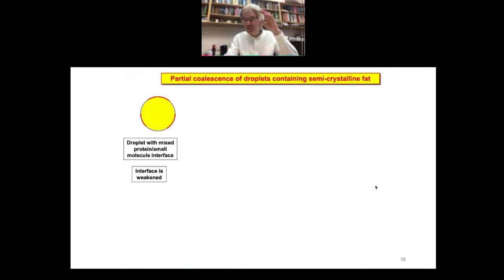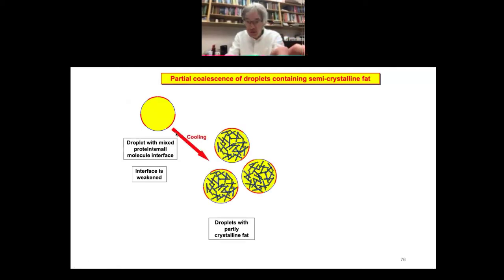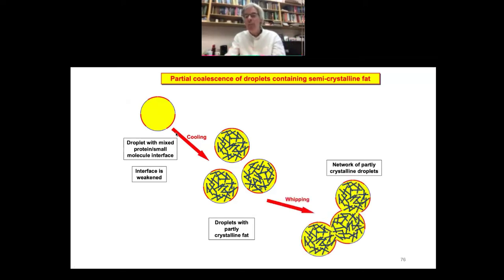So this is a little schematic diagram, I hope, that puts these concepts together. You start with an emulsion droplet, and you've got a membrane around that droplet, and that could be comprised here of protein and or small molecules. You cool the emulsion droplets and you hold them for sufficient time to allow crystallization to occur within those droplets. And then the whipping causes the colliding of the droplets and the sticking together of the droplets, but the retention of their identity so that you can create a network from them.